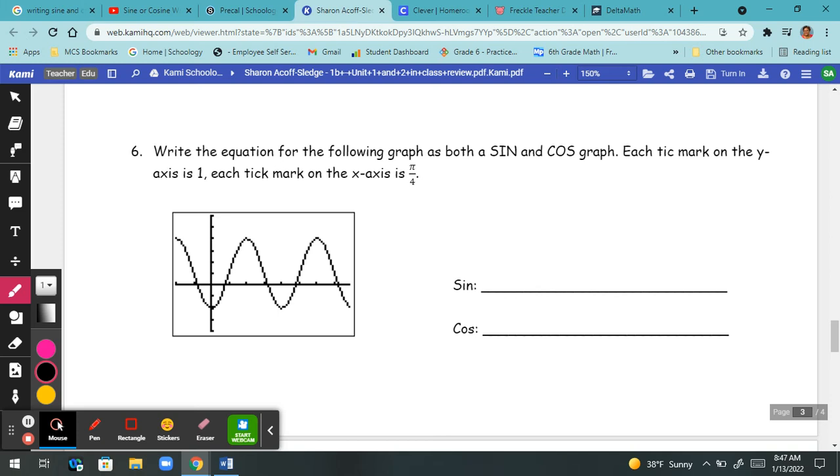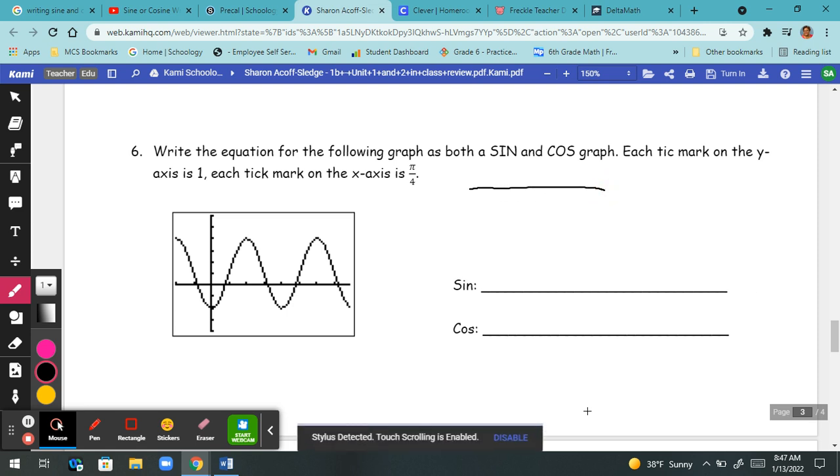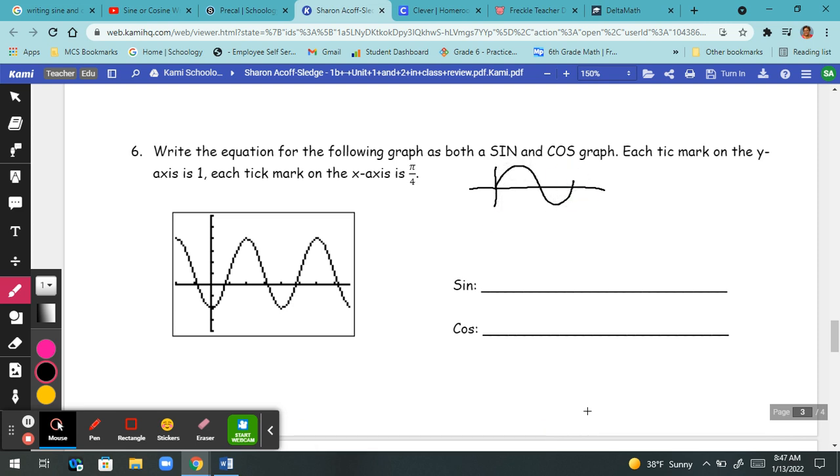Okay, I finally remembered how to do this. First of all, remember a basic sine curve starts here at the origin and goes like that. So that's a sine curve. And then a basic cosine curve starts here at the maximum and then starts over right there. So that's cosine.